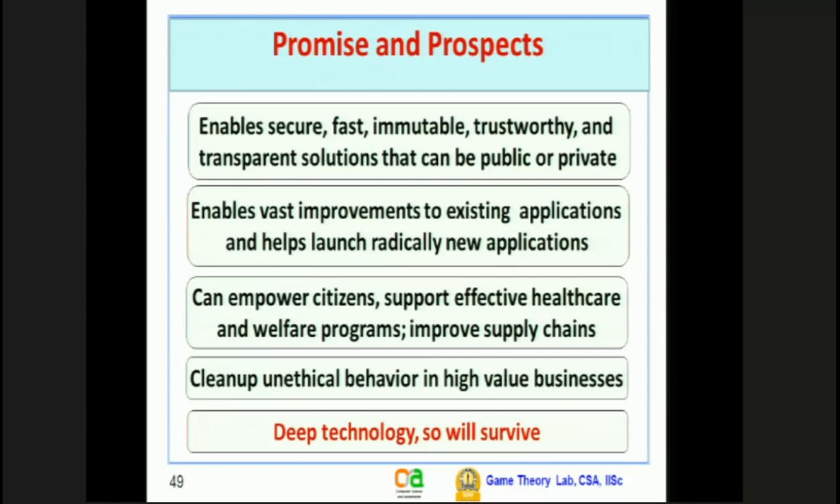The bottom line is that technologically it's a very strong technology, very deep technology. Anything may happen to all these applications and so on, but the technology itself will survive. Some of the technical strengths which make the foundation for blockchains are so strong that the technology itself will survive. Okay.